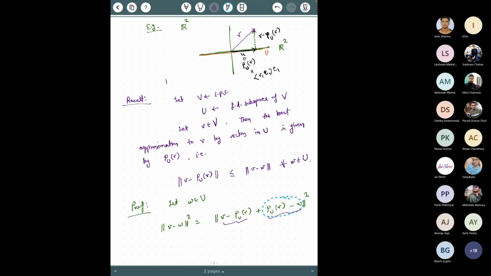And here this vector, where is this vector? Not a line, here we are talking about a subspace. In U. Subspace, sir? Yeah, in U. So this is in U, and this is a vector which is orthogonal to U.